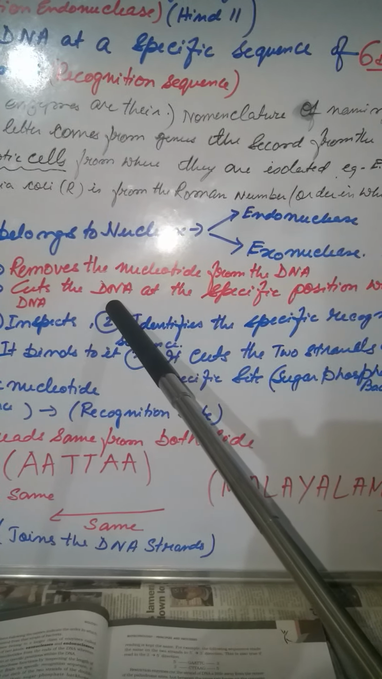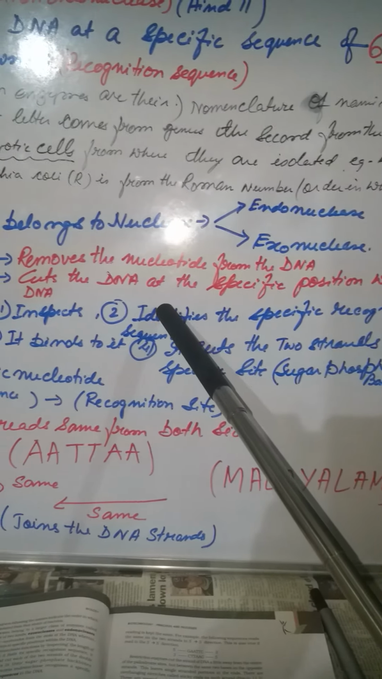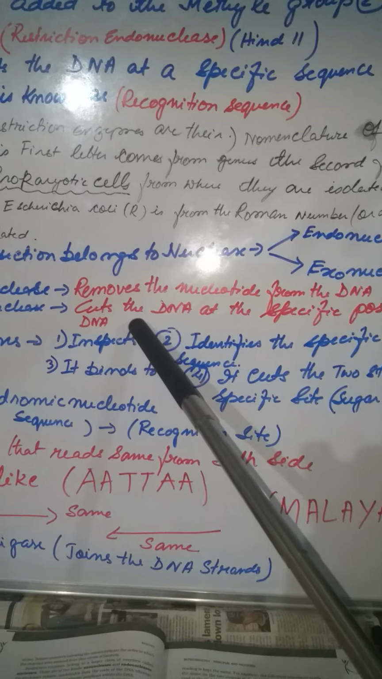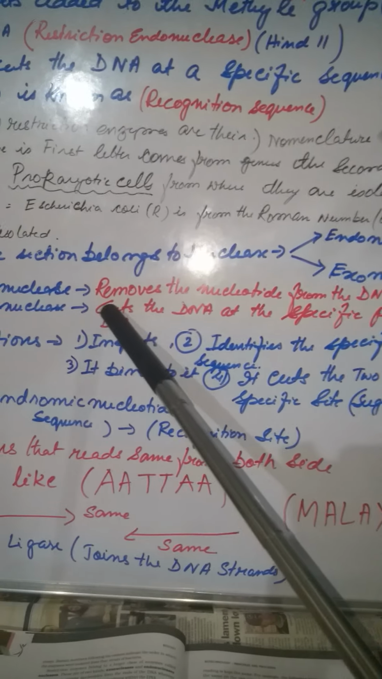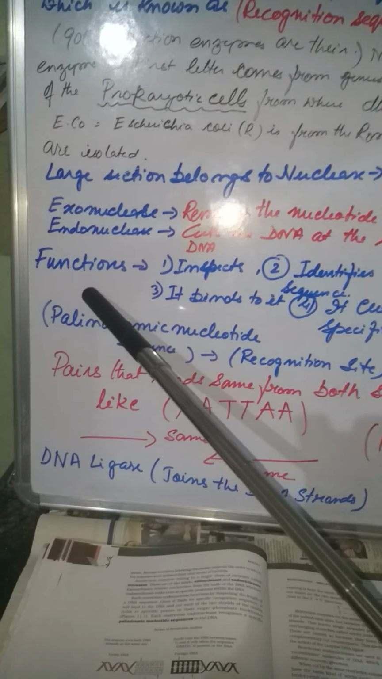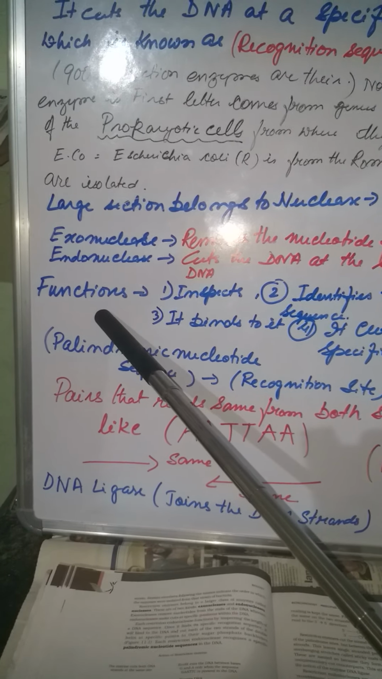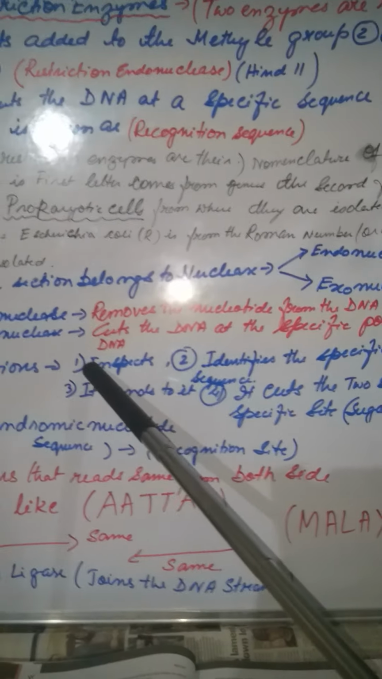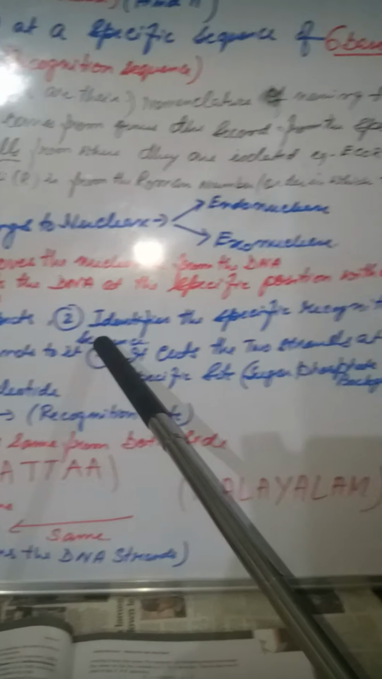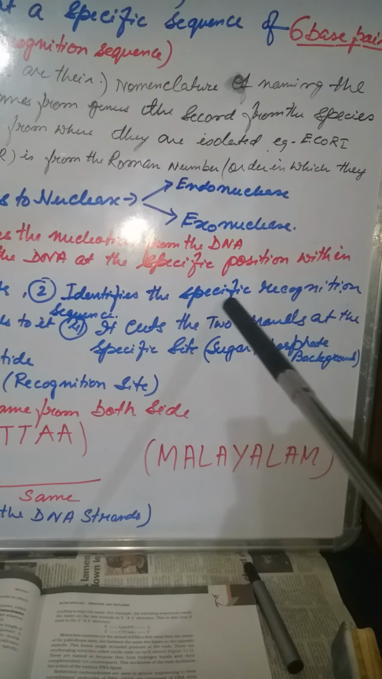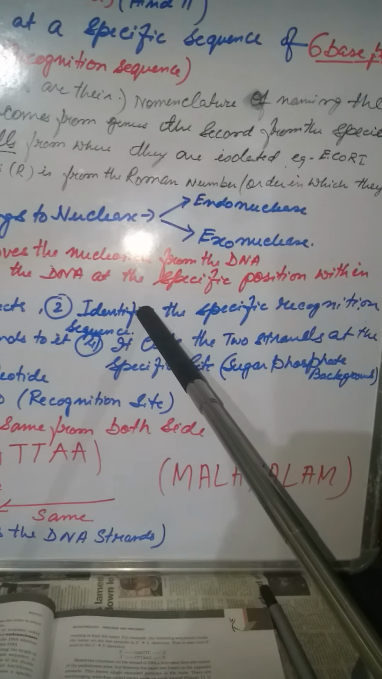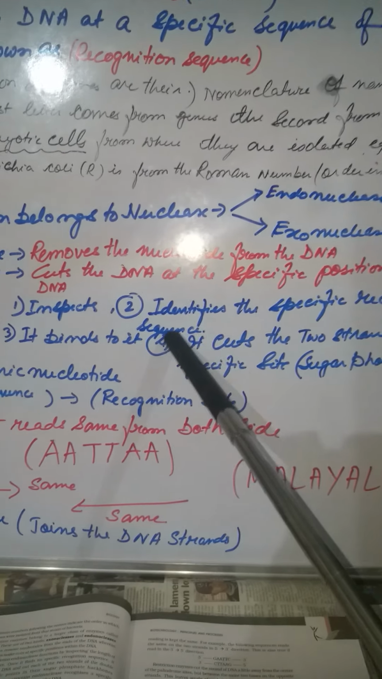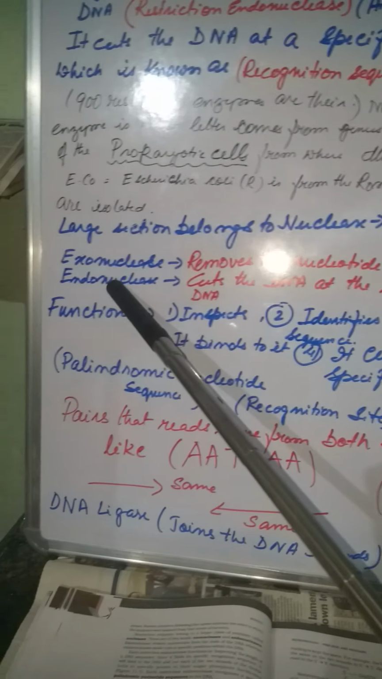Endonuclease basically cuts the DNA at the specific position where it inspects. So how does it function? First, the endonuclease inspects the whole length of the DNA. While it inspects, it identifies the specific recognition sequence, that means the place from where it has to cut the DNA. That is automatically synchronized and identified by the endonuclease.